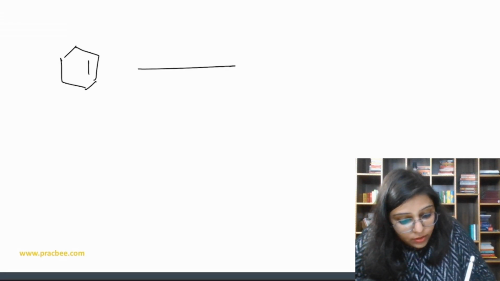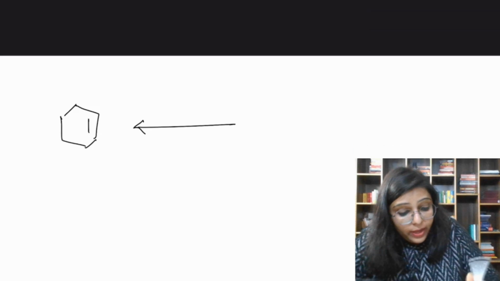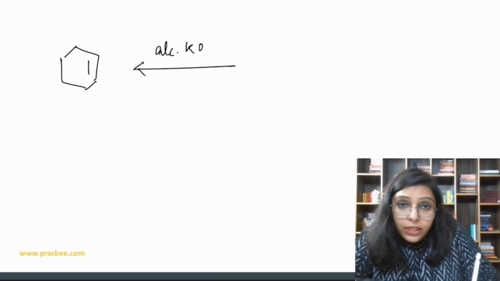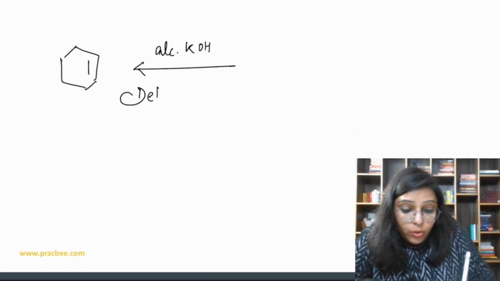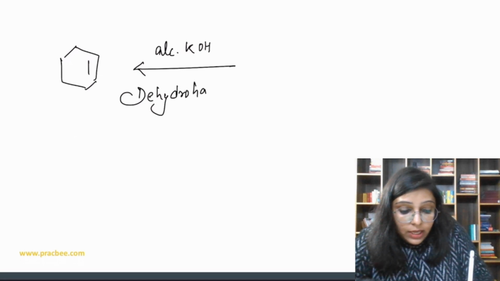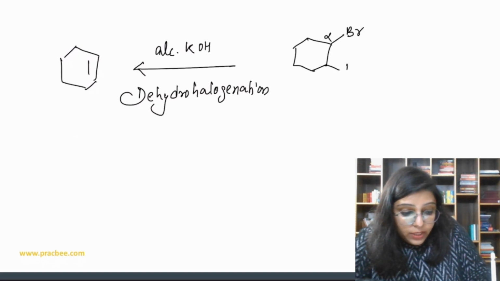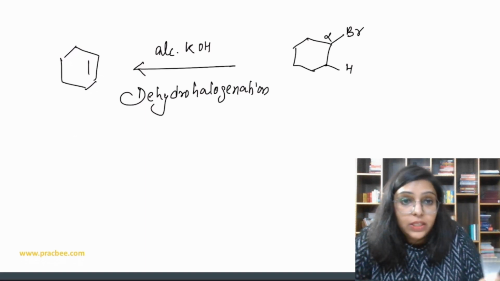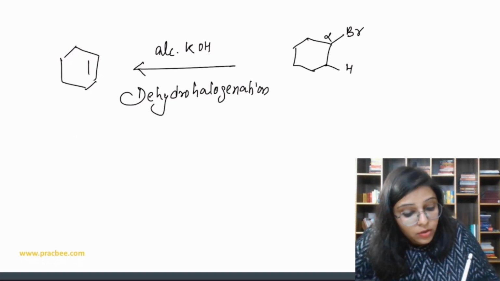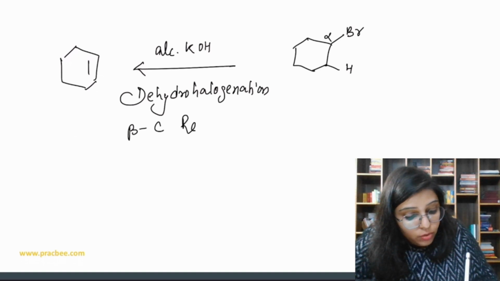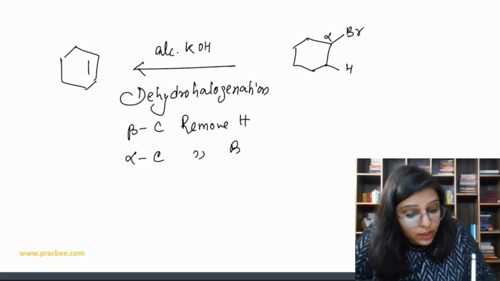Cyclohexene is formed from alcoholic KOH. Alcoholic KOH's role is dehydrohalogenation. So it means we should have Br on the alpha carbon and on the beta carbon we have hydrogen. So from the beta carbon we have to remove hydrogen, and from the alpha carbon remove Br.